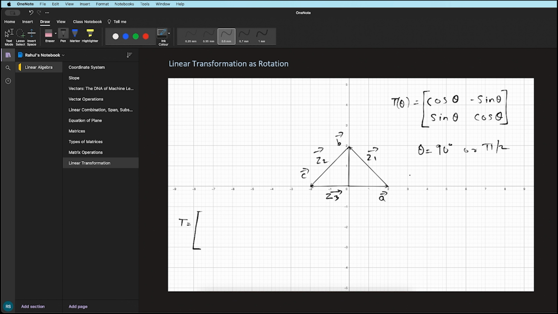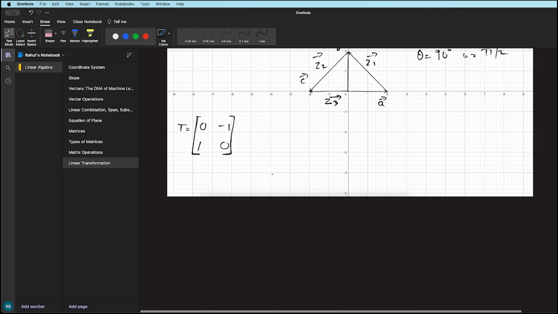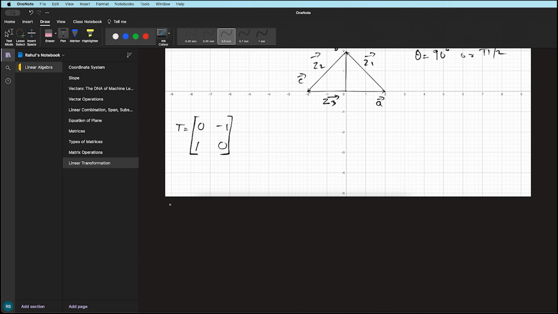After substituting the value of theta, cos 90 becomes 0, sin 90 becomes 1, this will be minus 1, and this is 0. So this is the transformation matrix. Now I will transform each vector: vector A, vector B, vector C.